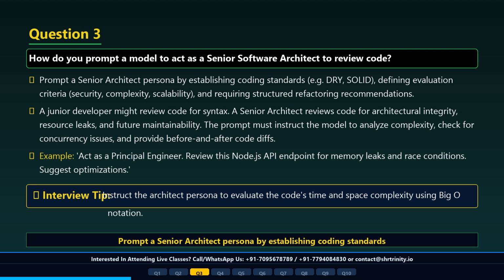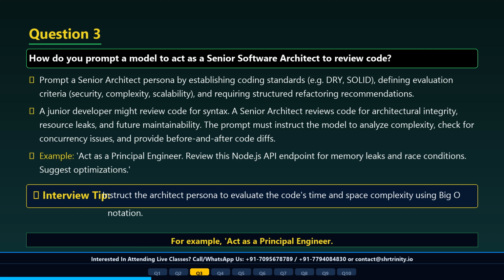Prompt a senior architect persona by establishing coding standards, e.g. DRY, SOLID, defining evaluation criteria, security, complexity, scalability, and requiring structured refactoring recommendations. A junior developer might review code for syntax. A senior architect reviews code for architectural integrity, resource leaks, and future maintainability. The prompt must instruct the model to analyze complexity, check for concurrency issues, and provide before and after code diffs.